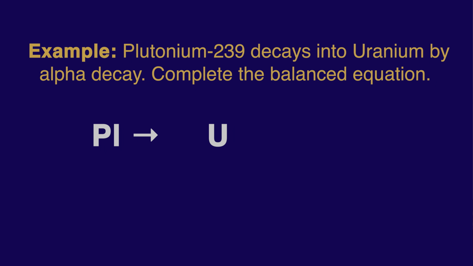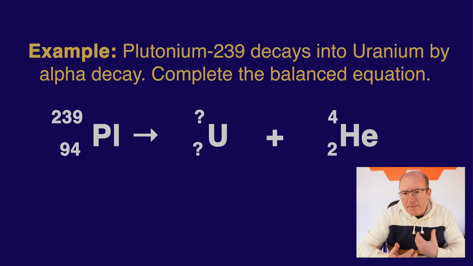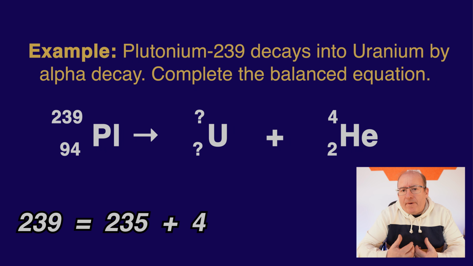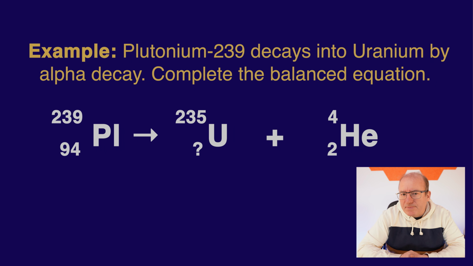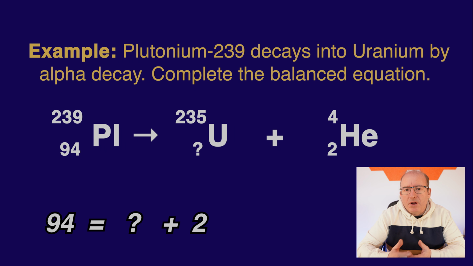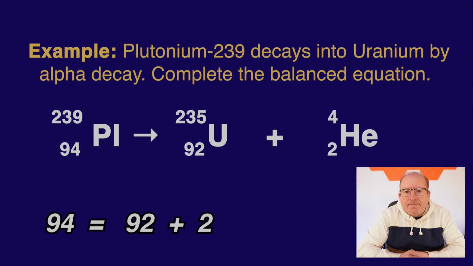Here's a second example. Plutonium-239 decays into uranium by alpha decay. Complete the following equation, making sure it's balanced. Well, we're told it's alpha decay, so we can add the alpha particle. We now set about balancing the numbers. The mass number for the uranium must be 235, because 235 add 4 gives us our 239. That balances both sides of the equation. And the atomic number of uranium must be 92, because 92 plus 2 gives us 94.